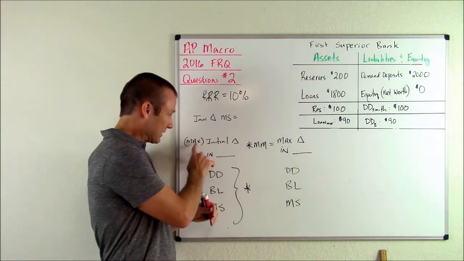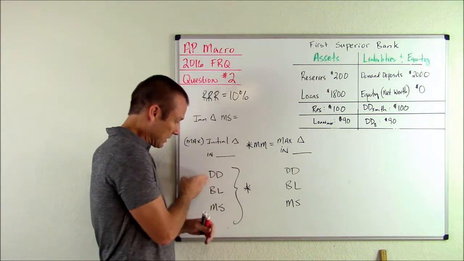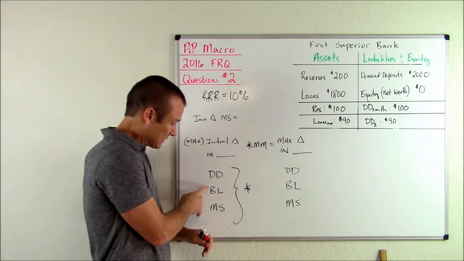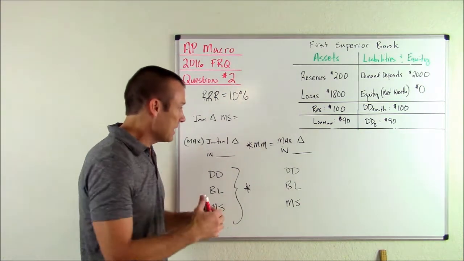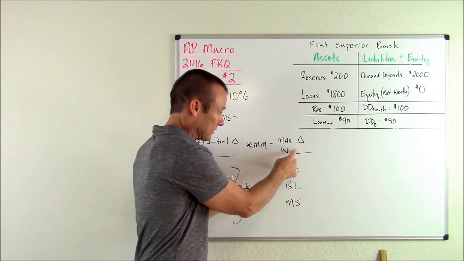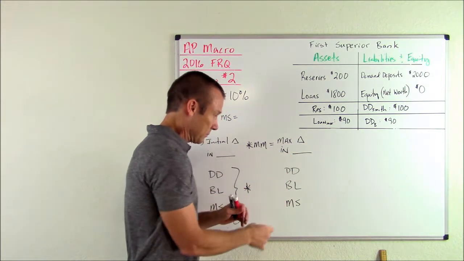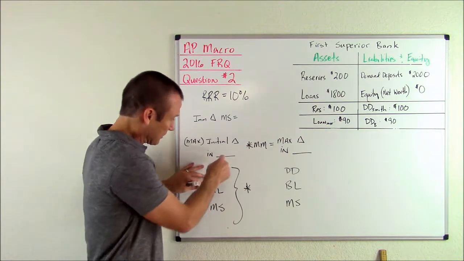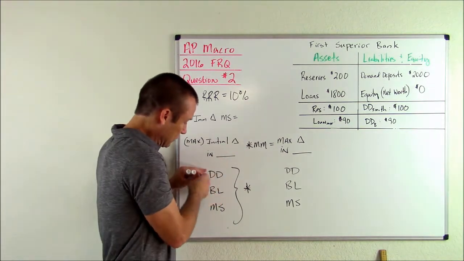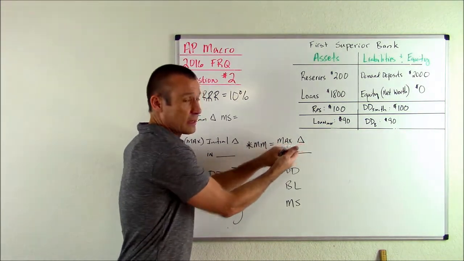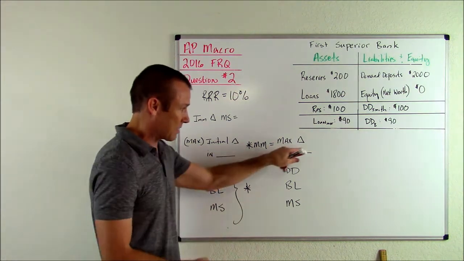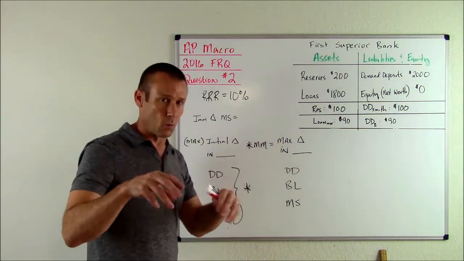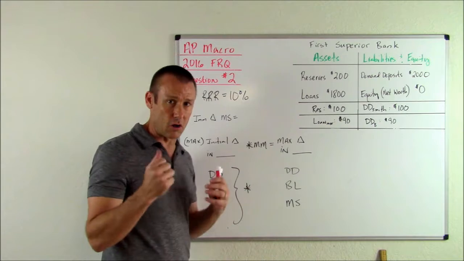And then they're going to want to know what's the max initial change in each of these things: demand deposits, bank lending, and money supply. And then they're going to want to know the max change in demand deposits, bank lending, and money supply. What I'm trying to say, guys, is you can take any of these 3 things, put it in that blank, and whatever you put in this blank, put the same thing in this blank. So if you put demand deposits there, put it over there. With all that said, let me see if I can get all this answered.